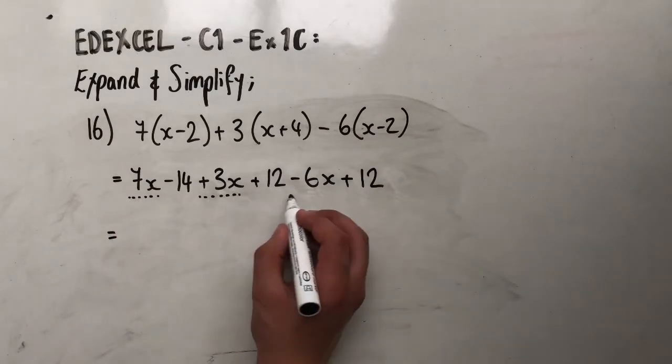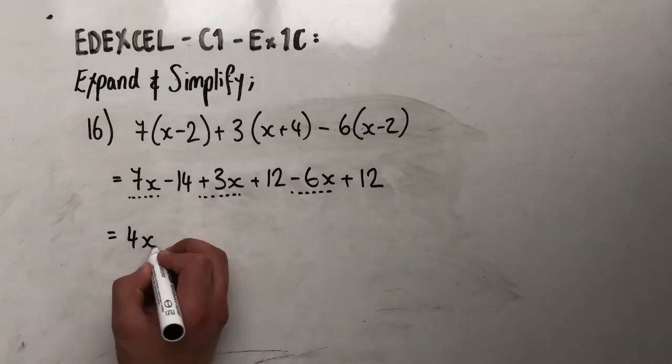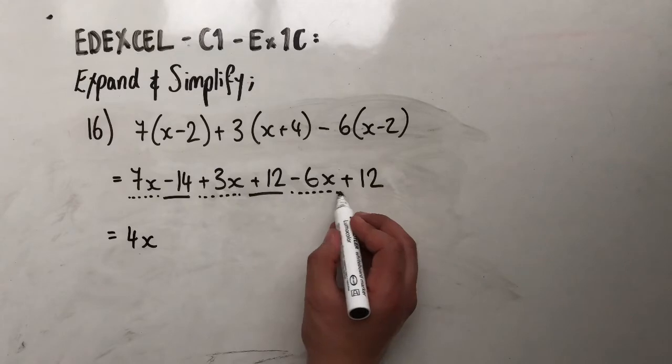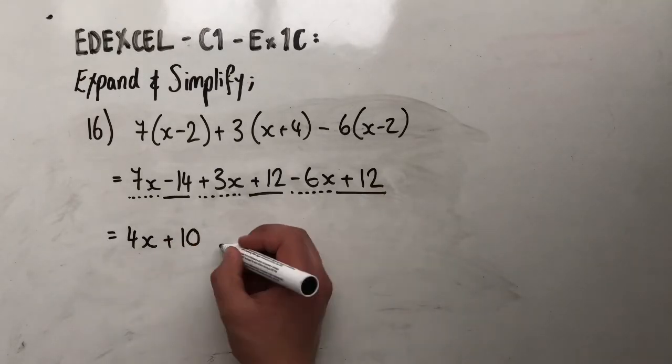Now, collecting all the x terms here, we have 7x plus 3x minus 6x. That combines to equal 4x. Then the digits minus 14 plus 12 gives us positive 10. 4x plus 10.